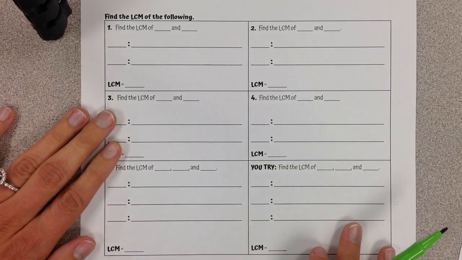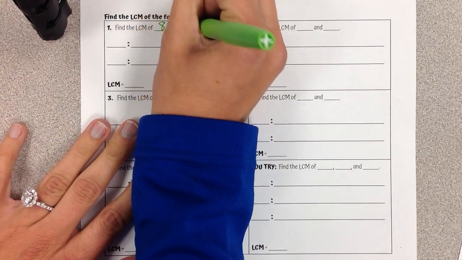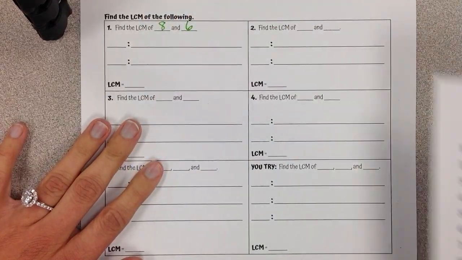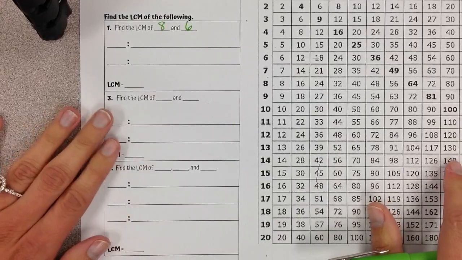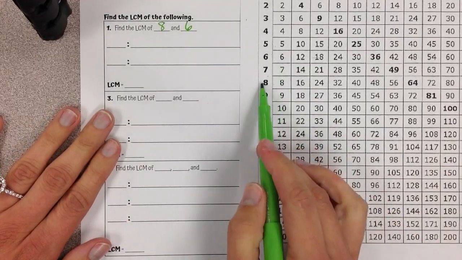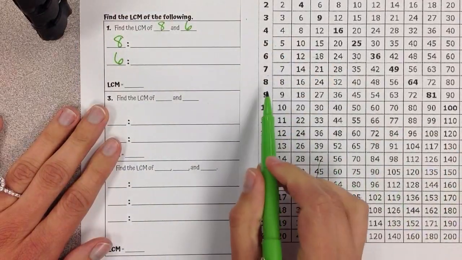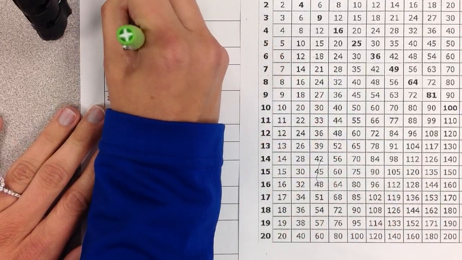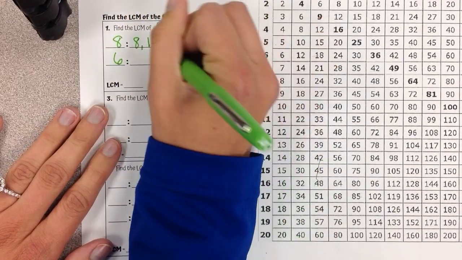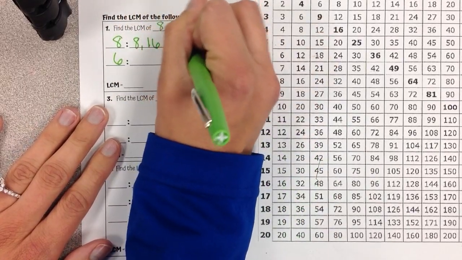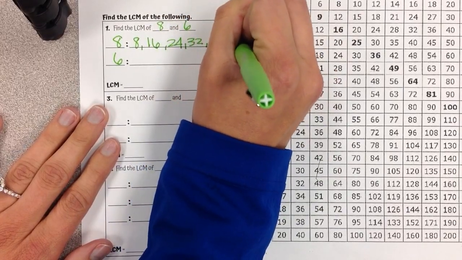So let's look at the first problem. Find the LCM of 8 and 6. So use your multiplication chart to list out those multiples. I can start here with 6 and 8, or 8 and 6. I'm going to start with 8, then 6. So listing some multiples of 8. Remember, 8 is a multiple of 8. 8, 16, 24, 32, 40, 48.